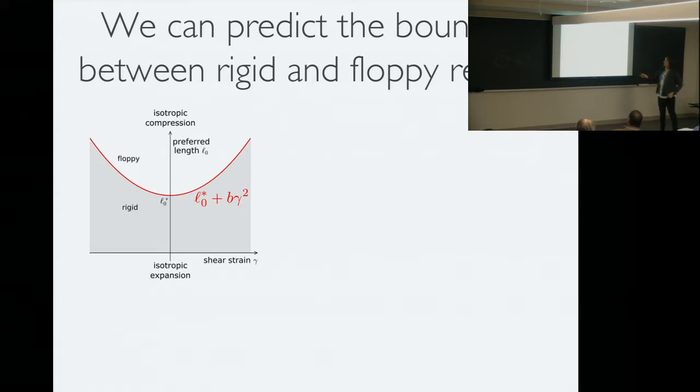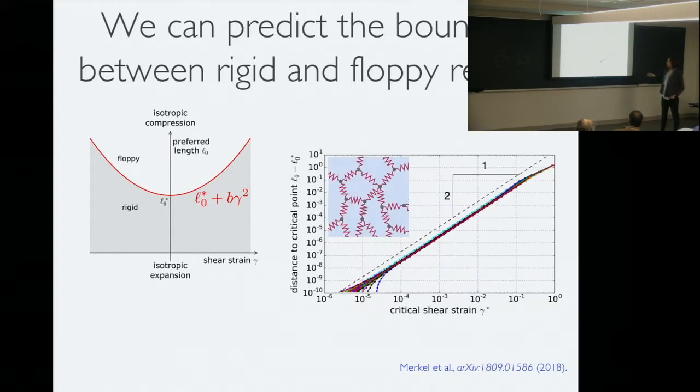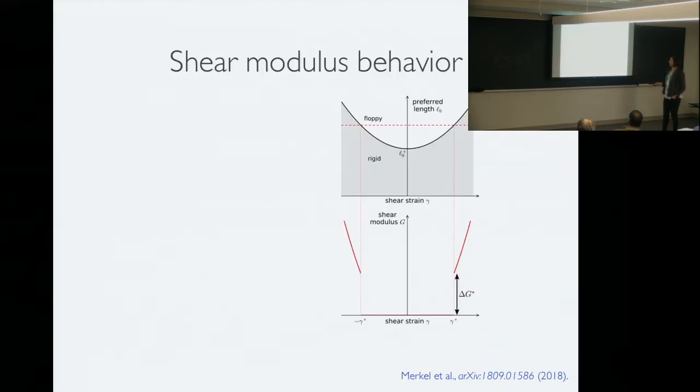And so, for example, you predict that if you start in the floppy regime and you turn on a shear strain, then you find that the critical point where you become rigid scales quadratically with the shear strain with a coefficient phi, that is a parameter of a given model. Okay, and so you can check that by looking at the distance to the critical point and the critical shear strain. How far do I have to go out till I hit this line in numerics? And you find that yes, indeed, in fact, it's 2. Okay, but you can also do things like predict a jump in the shear modulus.